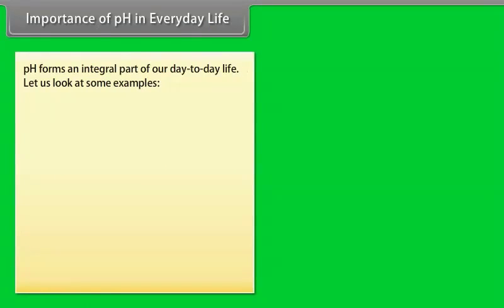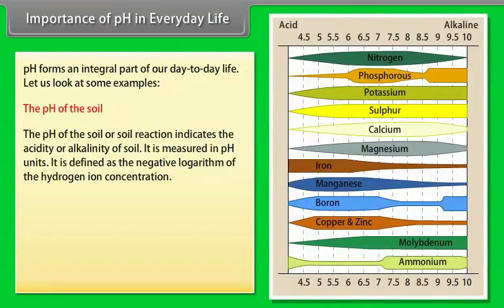Importance of pH in everyday life. Let us look at some examples from our day-to-day life where pH forms an integral part. The pH of the soil. The pH of the soil, or soil reaction, indicates the acidity or alkalinity of soil. It is measured in pH units. It is defined as the negative logarithm of the hydrogen ion concentration. With the increase in the amount of hydrogen ions in the soil, pH also increases, leading to being more acidic.